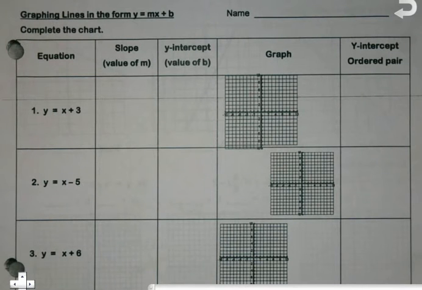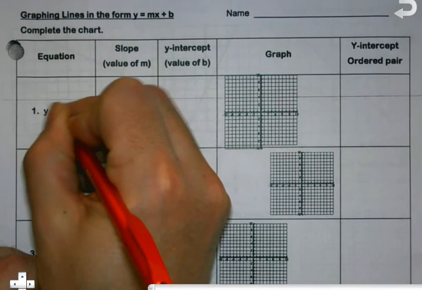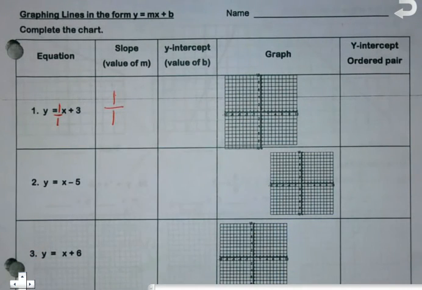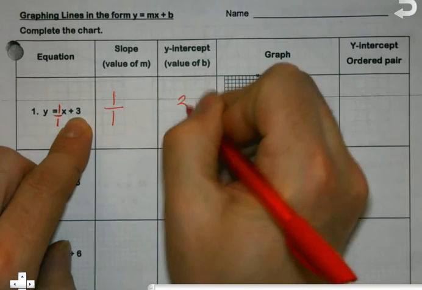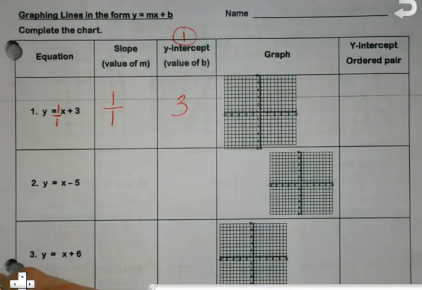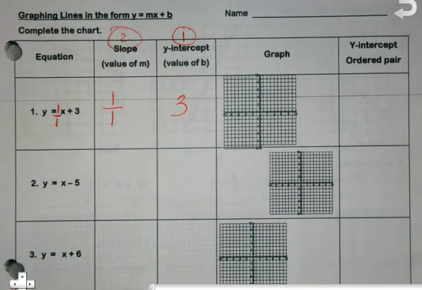Here they're going to give us the equation, and we're going to give it some information, and then we're going to graph it. So, for instance, what's my slope in number 1? Okay, 1/1. If I don't see a number in front of my x, we always assume that it's 1/1. What's my y-intercept? 3, because it's always the number on the end that's hanging out. But here's what I need to know. I always graph the y-intercept first. I always go slope second.